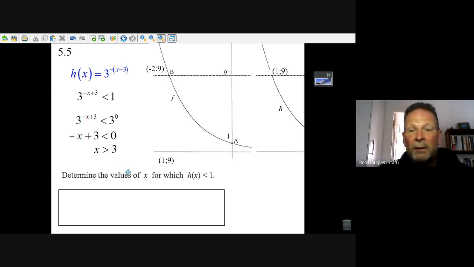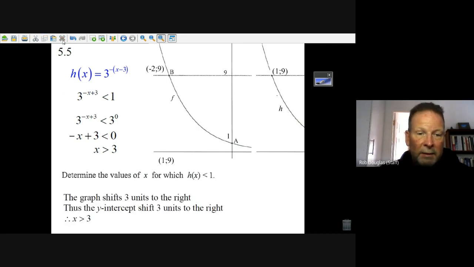But you know, you didn't have to do that. You could look at the graph, and you can see here for f, when is it less than 1? It's 1 at 0 here, and less than 1 when x is greater than 0. So you can actually use the graph to look at this. If this moved 3 units over to the right, instead of x being 0, then we'd have to move 3 to the right. It must be x is greater than 3.